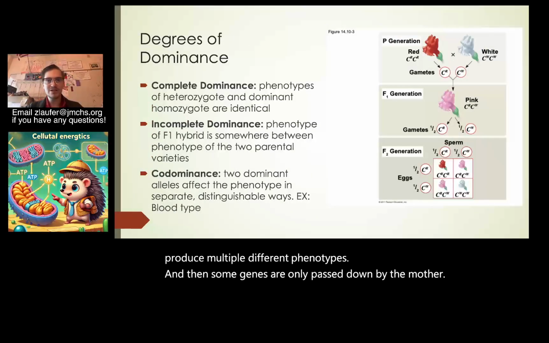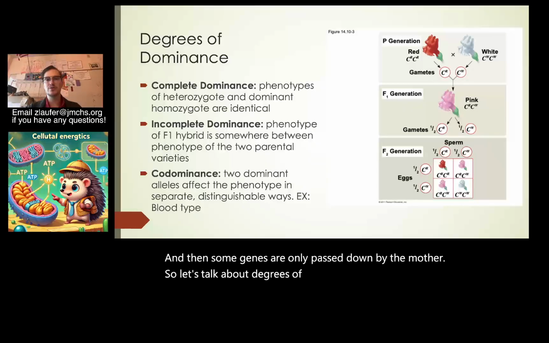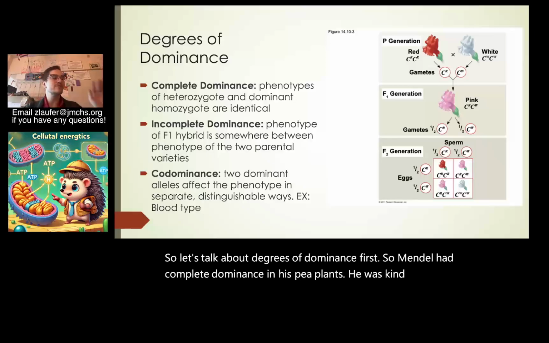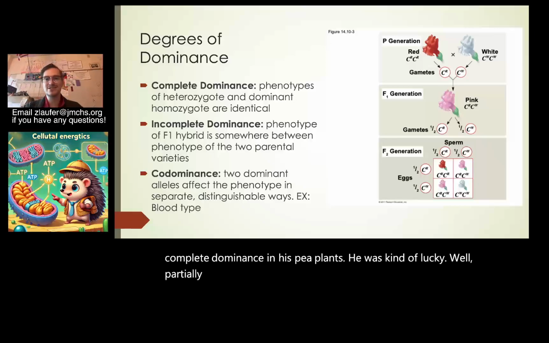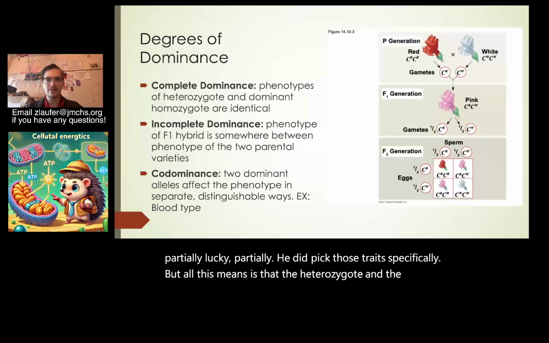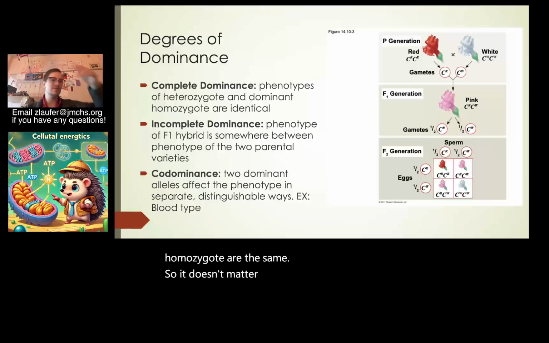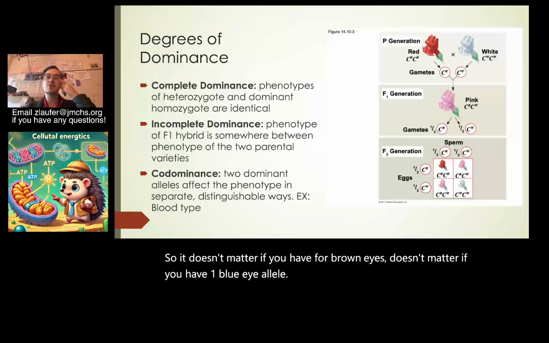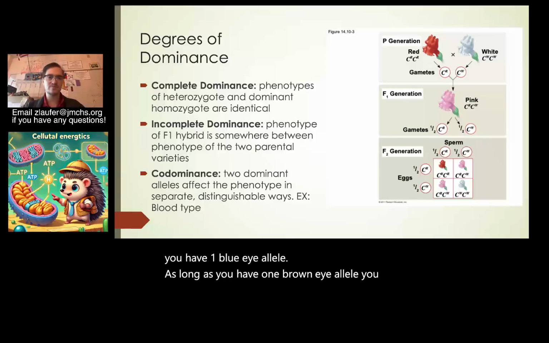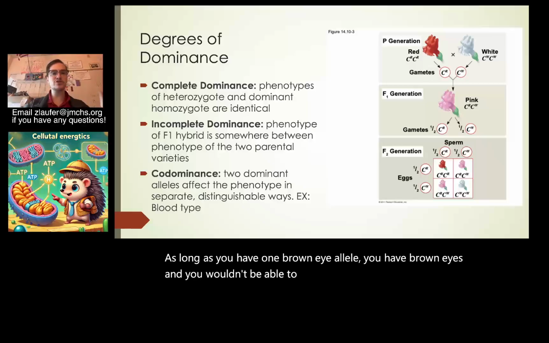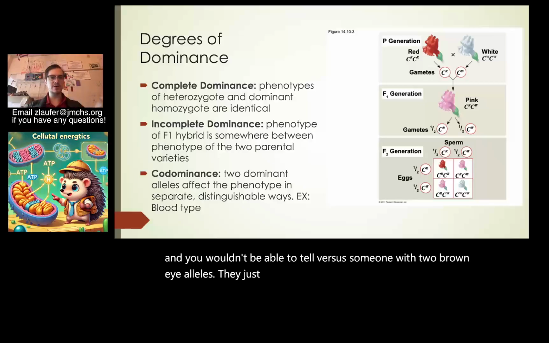So let's talk about degrees of dominance first. Mendel had complete dominance in his pea plants. He was kind of lucky. Well, partially lucky, partially he did still pick those traits specifically. But all this means is that the heterozygote and the dominant homozygote are the same. So for brown eyes, it doesn't matter if you have one blue eye allele. As long as you have one brown eye allele, you have brown eyes. And you wouldn't be able to tell versus someone with two brown eye alleles. They just look the same.